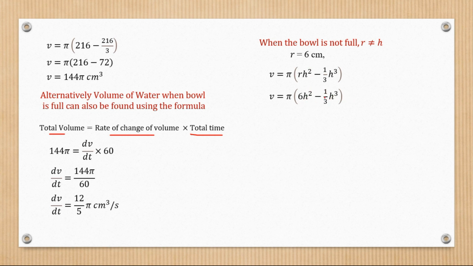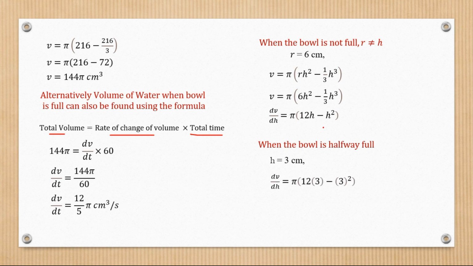Next I'm going to differentiate the values within, and then I'll have dV/dh equal to π into (12h minus h squared). Now that I know the value of dV/dh, I can find when the bowl is halfway full. When the bowl is halfway full, halfway of course means that h shall be equal to half of the radius, so h is equal to 3 centimeters. So I'm going to plug that inside right here. Then dV/dh is equal to this: π into (36 minus 9), which gives me 27π.